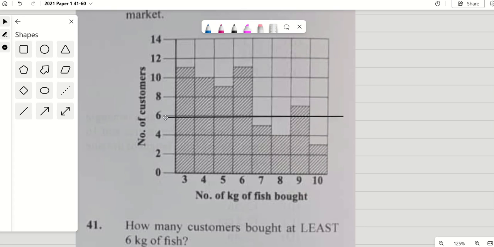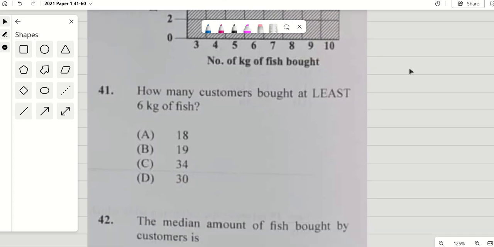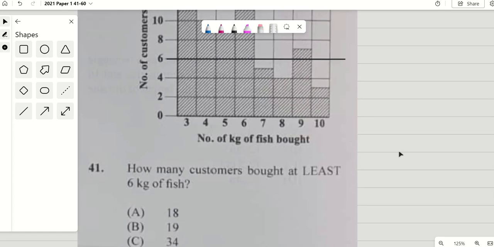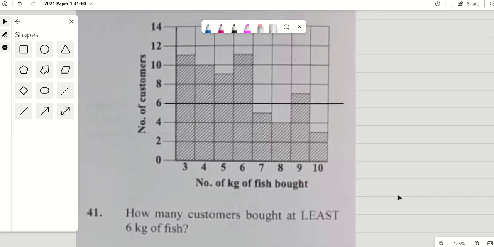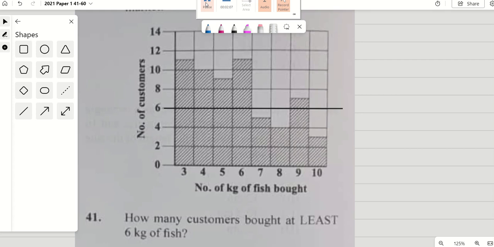So you want this first customer here, right? So this is incorrect, guys, not this. Asking how many customers bought at least 6 kilograms of fish. So the least amount would be how many? 6 kilograms. So this is the number of kilograms, right? So you're looking at how many bought 6 kilograms or more.